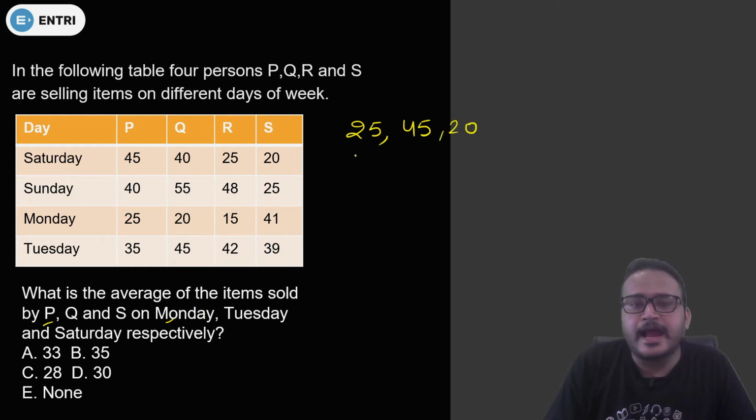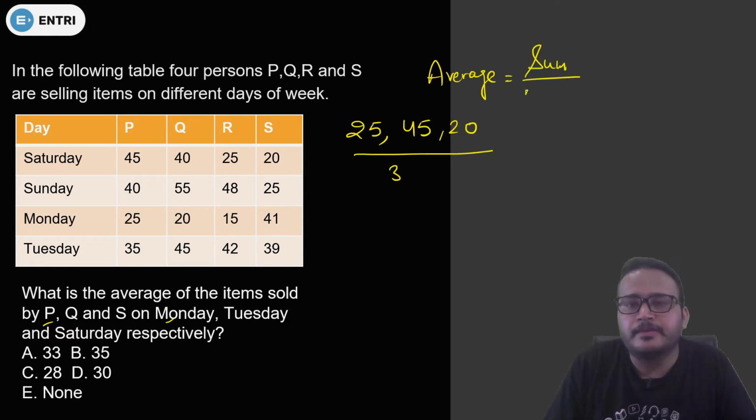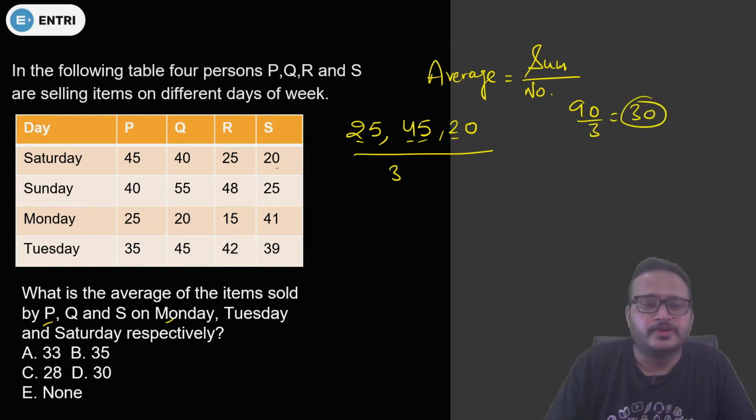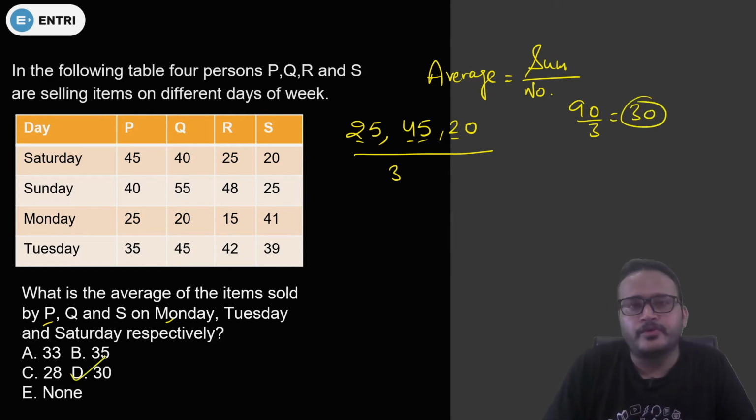So guys, just add these numbers and divide by 3, because average is nothing but the sum of observations divided by the number of observations. I think you know this very well. So 25 plus 45 is 70, plus 20 is 90. So 90 divided by 3 will be 30. So 30 will be your right answer. D will be your right answer. Okay, let's move to the next question, guys.